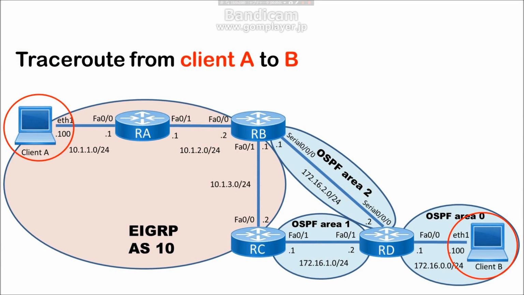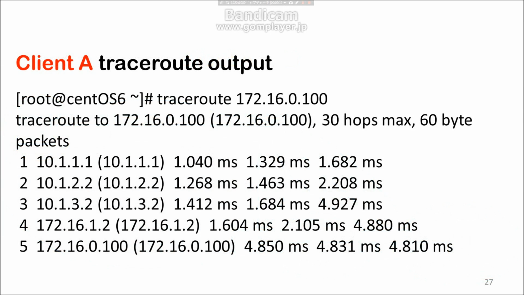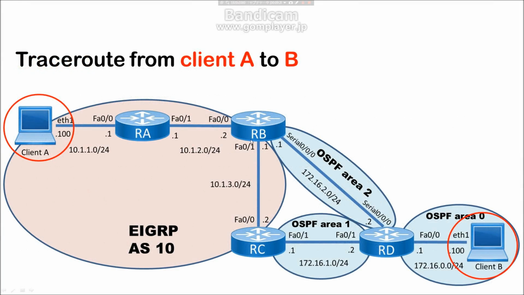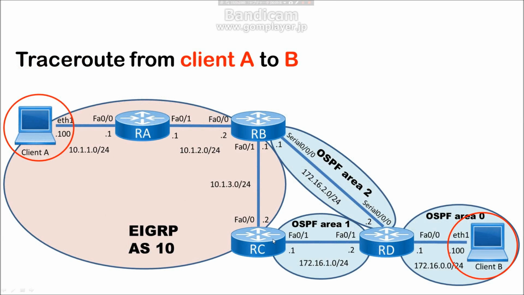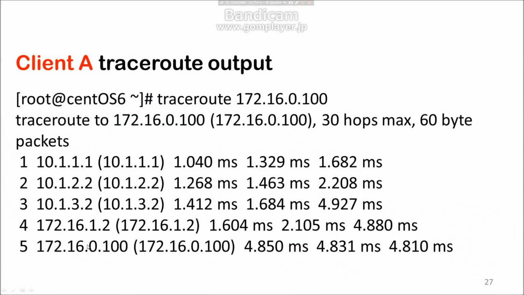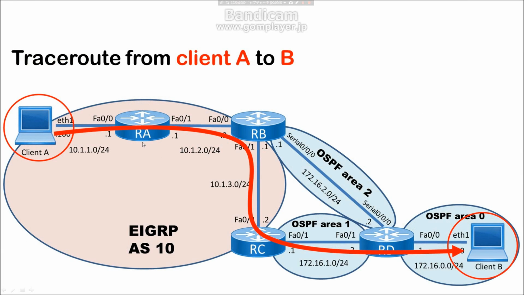At the end, let's trace the route from client A to B to check whether the packets are correctly routed by the routers. Here's the output. Here we see router B 10.1.2.2, and after that we can see that router B forwards packets to router C 10.1.3.2, and then router C forwards packets to router D, and then the final destination. So we can see that the packet is correctly routed as we expected, and if the link here or here were to go down, the router should immediately shift to the backup route.